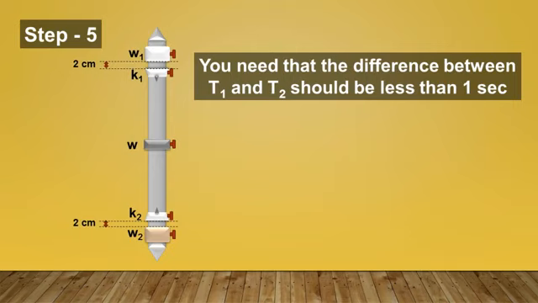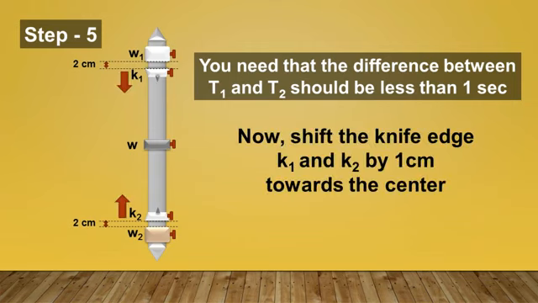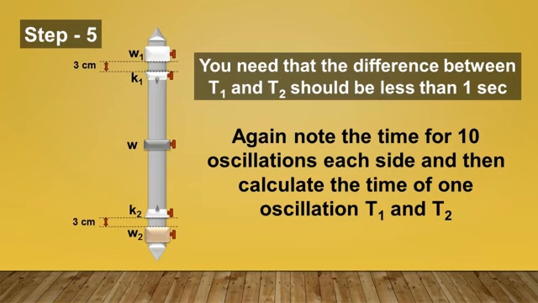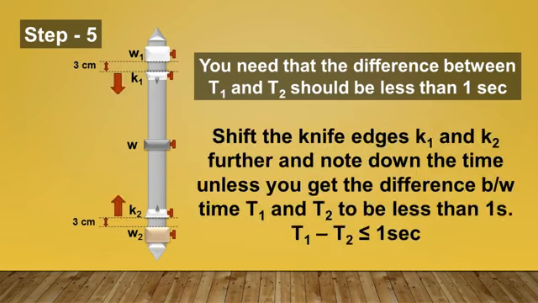But this arrangement can give you a higher value, such that the difference between T1 and T2 is large. In that case, you can shift knife edges K1 and K2 towards the center by about 1 centimeter. Now note down the time for 10 oscillations on each side again and then calculate the time of one oscillation, T1 and T2. Now again you can note down the difference between T1 and T2.